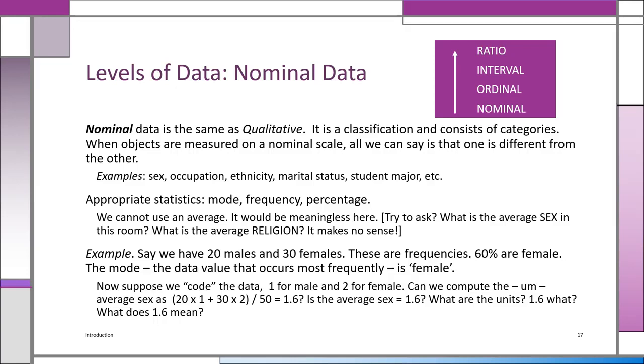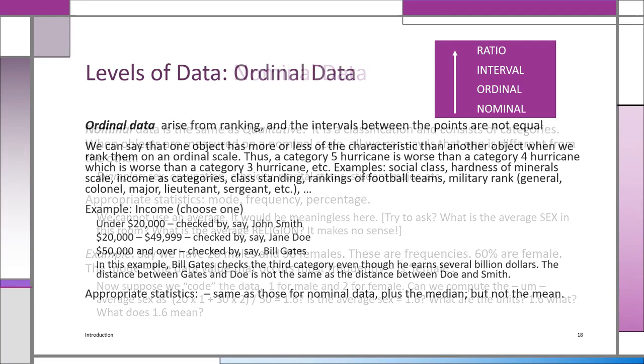Suppose we have in a class, let's say 20 males and 30 females, and suppose at the moment that those are the only 2 categories. These are frequencies. What's the percentage? Well, we have 60% female. What's the mode? The mode is female. Even if you code the data, it's meaningless. You can't force an average. You can't force numeric responses in nominal data.